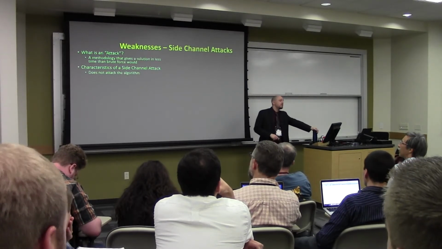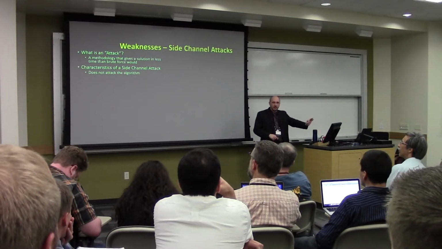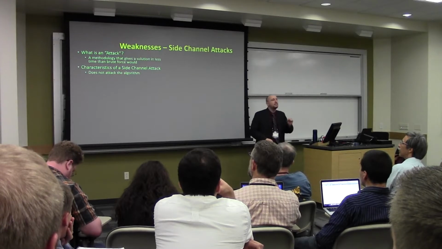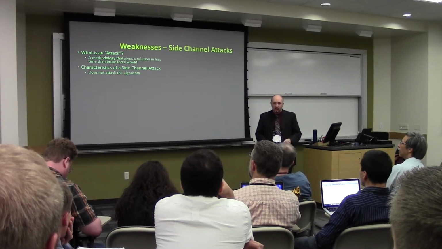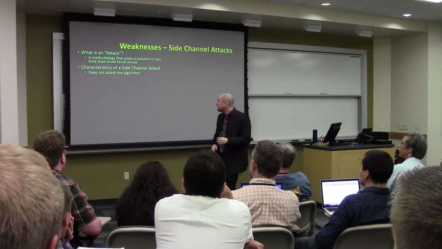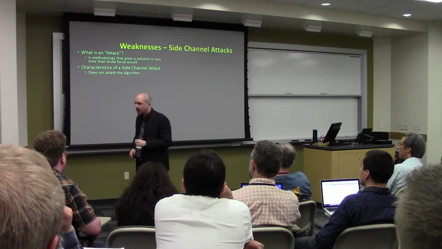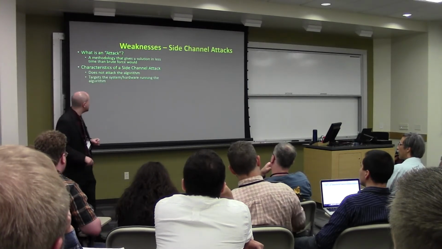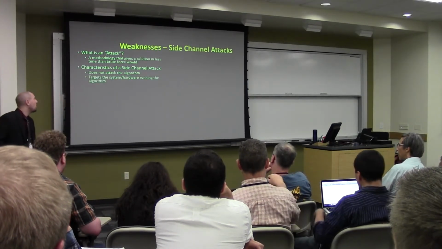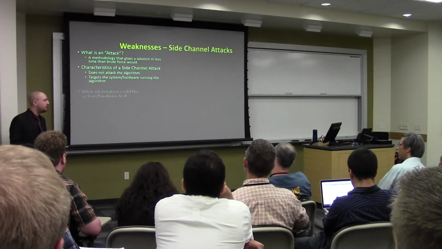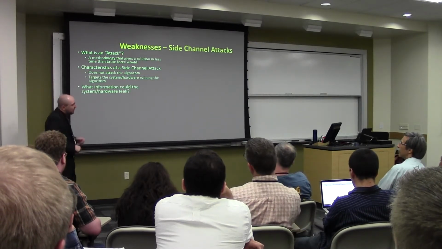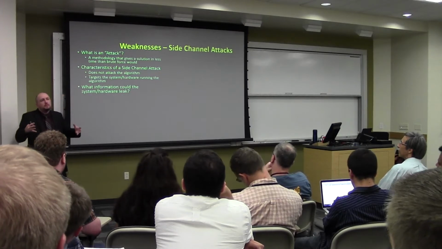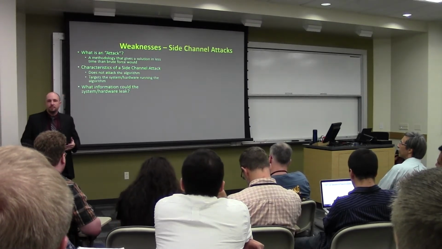We have certain characteristics of a side channel attack specifically. A side channel attack does not attack the algorithm itself. It's not a vulnerability or weakness in AES that side channel attacks attack. Instead, it targets the system or hardware that's running the algorithm. We want to think, what sort of information could a system leak?